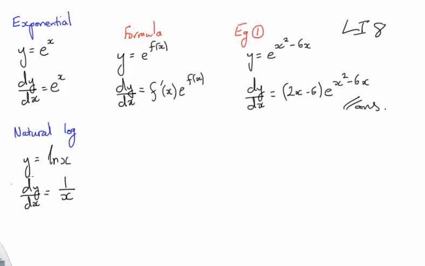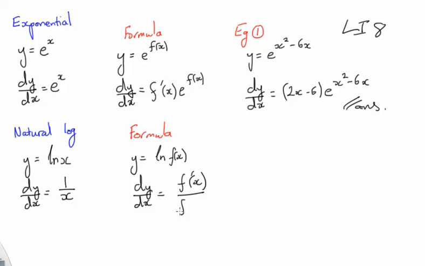So the formula looks something like this. If I have y equals the natural log of some function of x, then the derivative equals f dash of x over f of x. I'm going to do an example and then I'm going to explain to you how I remember this fact. Let's do an example.